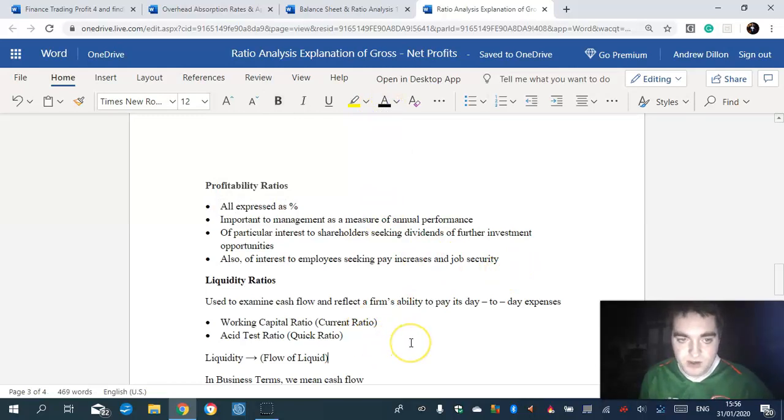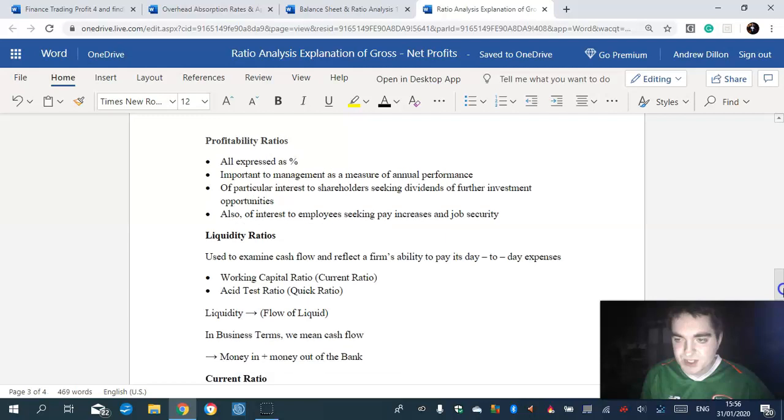So now I'm going to continue explaining the ratios. Profitability ratios are important to management as a measure of annual performance. Of particular interest to shareholders seeking dividends or further investment opportunities. Also of interest to employees seeking pay increases or job security.